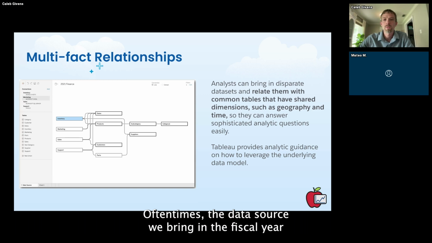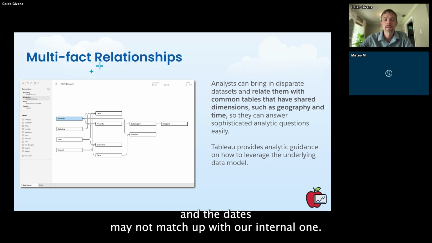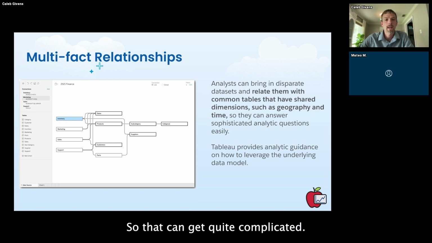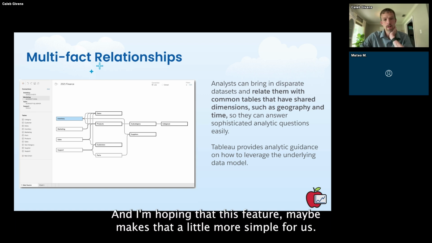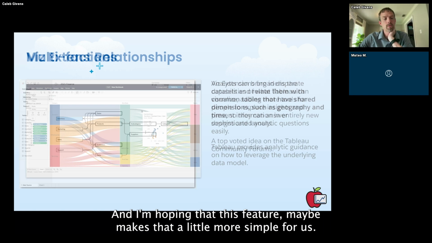Oftentimes, the data source we bring in, the fiscal year and the dates may not match up with our internal ones. So that can get quite complicated. And I'm hoping that this feature maybe makes that a little more simple for us.